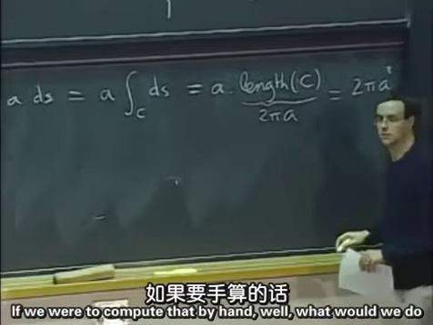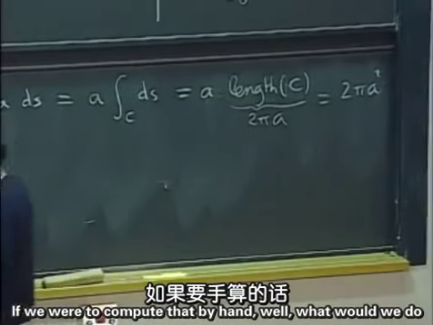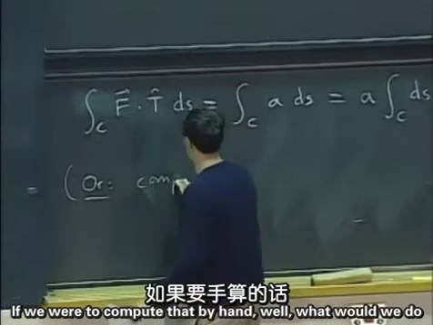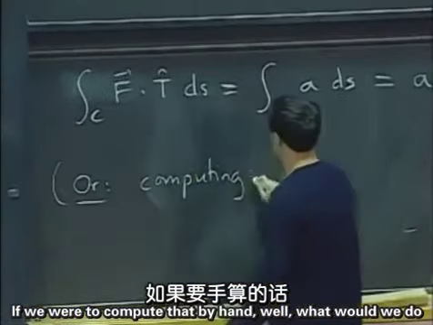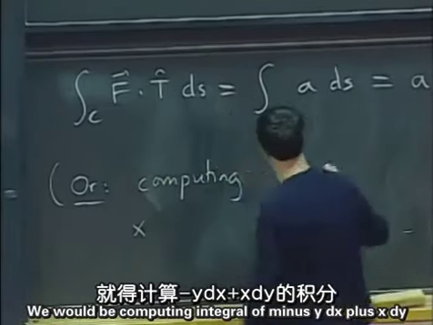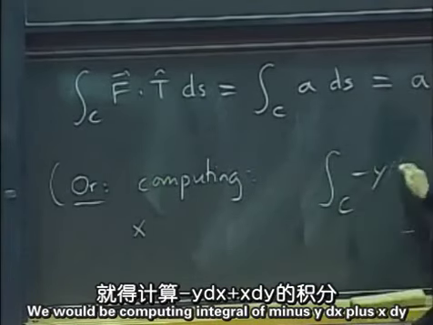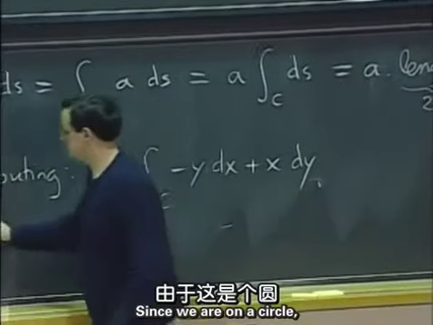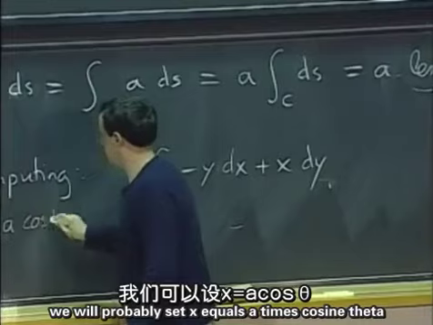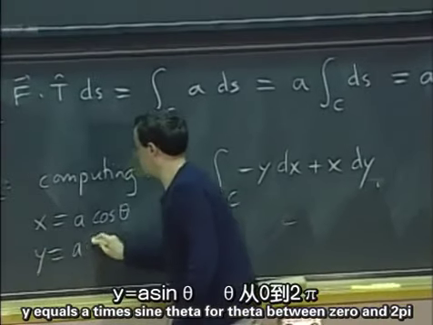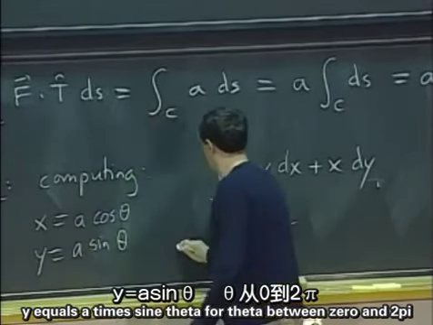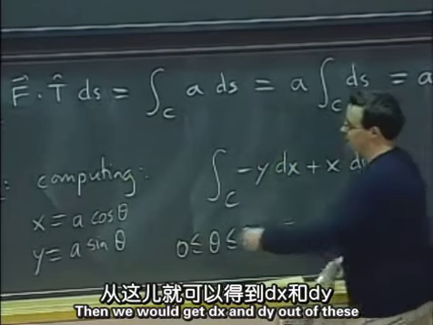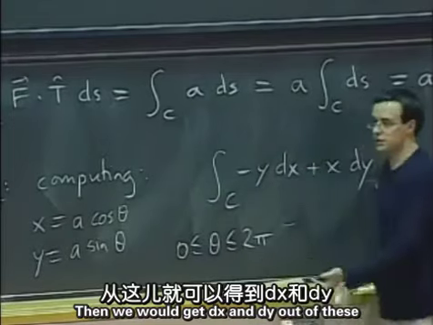If we were to compute that by hand, well, what would we do? We would be computing integral of minus y dx plus x dy. We'd probably set, since we're on a circle, x equals a cos theta, y equals a sine theta, for theta between 0 and 2 pi. So then we would get dx and dy out of these.